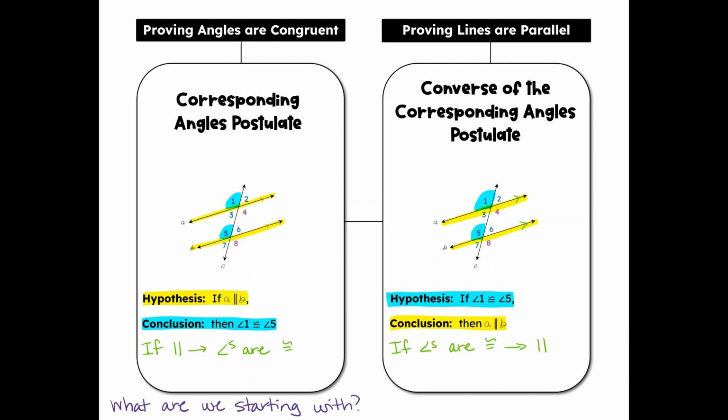So we have to think about, what are we starting with? Are we starting with parallel lines, or are we starting with corresponding angles are congruent? And then what do we end with? Are we ending with corresponding angles are congruent, or are we ending with lines are parallel? So when we're proving angles are congruent, we're going to use the corresponding angles postulate. When we're proving lines are parallel, we're going to use the converse of that postulate.